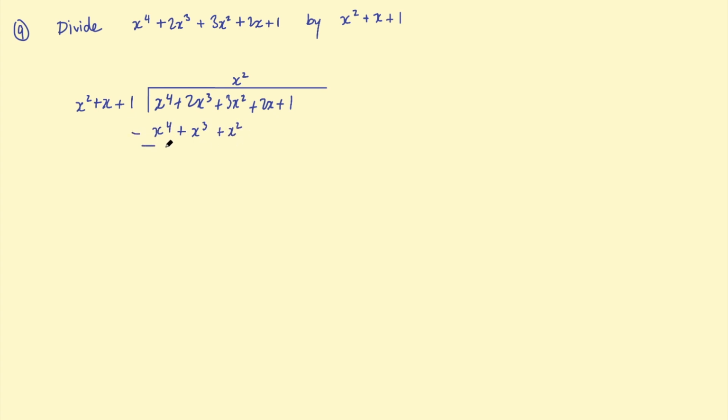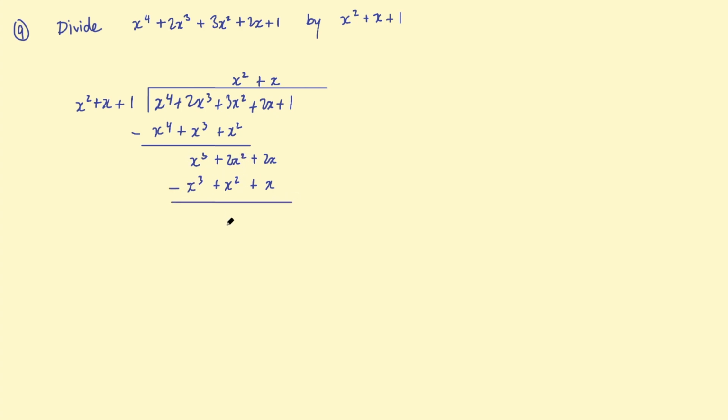Then subtract these. X to the power 4 take x to the power 4 is 0. 2x cubed take x cubed is x cubed. Then 3x squared take x squared is plus 2x squared. Carry down the next term in the dividend, as we have been doing before. Then divide this first term by x squared. X cubed divided by x squared is plus x. Multiply plus x by our divisor. This is x cubed plus x squared plus x. Subtract these. This is 0.